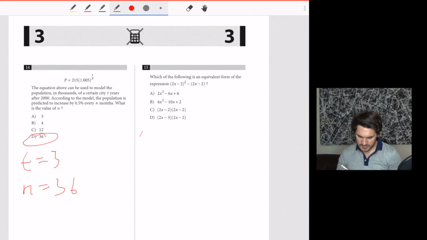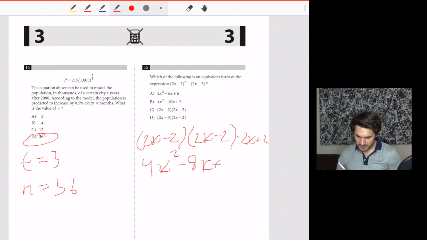So we got (2x - 2) times (2x - 2) minus (2x - 2), which is 4x squared minus 4x minus 4x plus 4, minus 2x plus 2. Wait, so we got 4x squared minus 8x plus 4 minus 2x plus 2. So we got 4x squared minus 10x plus 6. This is what we're looking for: 4x squared minus 10x plus 6.